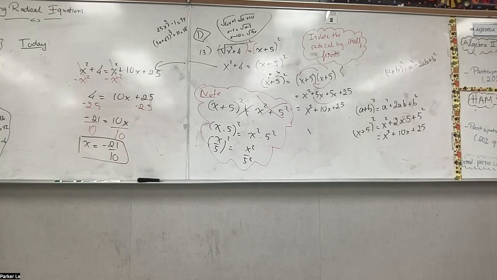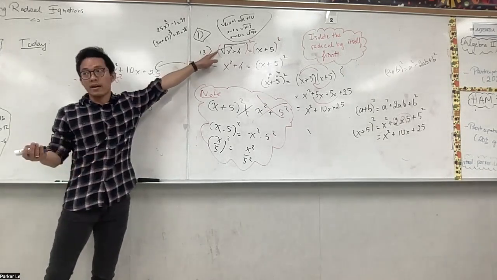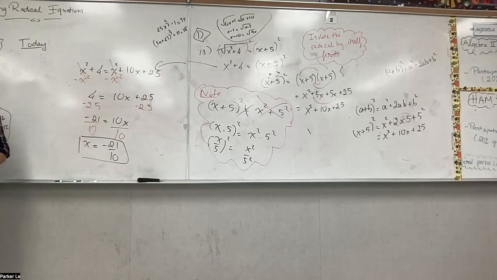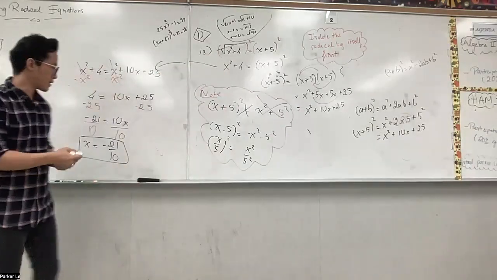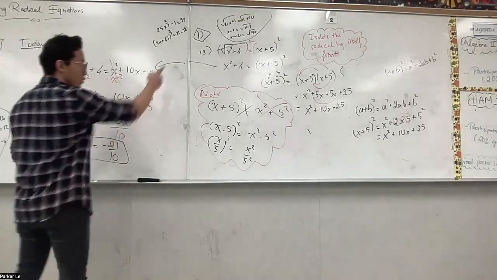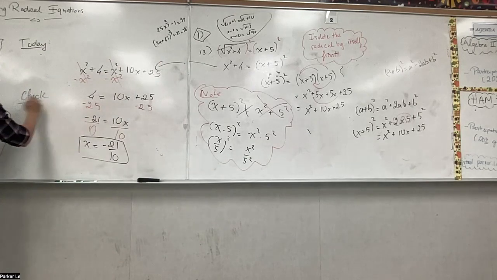For this part, do we need to check? Who says yes? Who says no? You do need to check, because it is a square root. You don't need to check when it is an odd power. But this is a square root, so you do need to check, okay? How many more problems do we have? 16. So we have 3 more. So you do need to check.